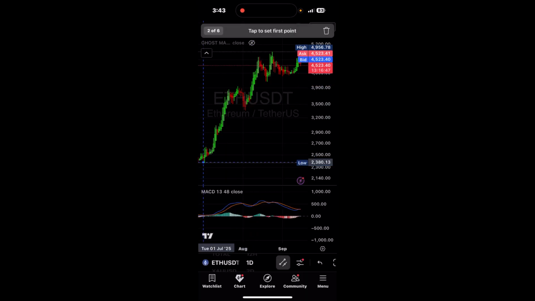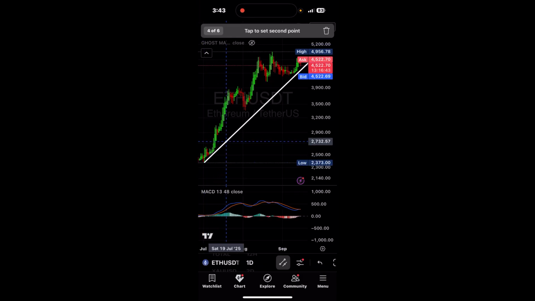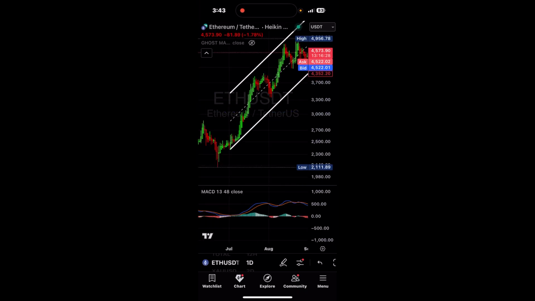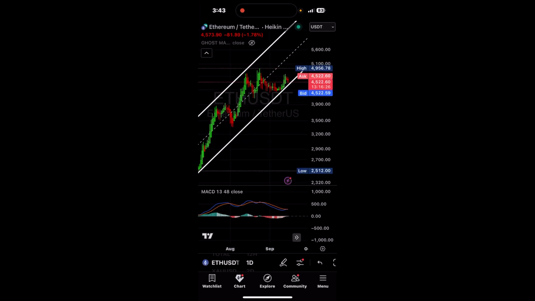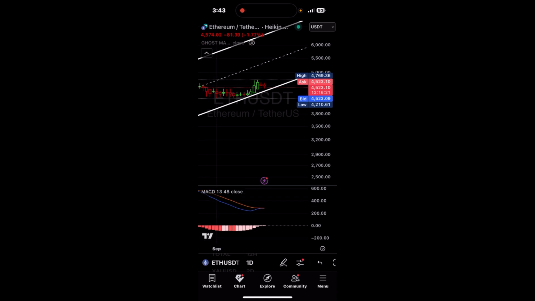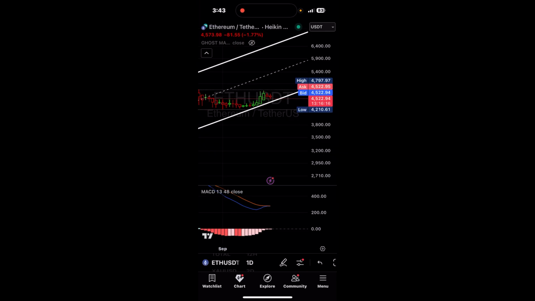So get parallel channel. Go down from here all the way on the top. There's one right there where it's touching barely. Two touch points. There's one right here. And then you ride it all the way up. And there's your channel right here. So right now it's looking to be at the bottom. So this could be a good entry point for Ethereum to ride it back up.